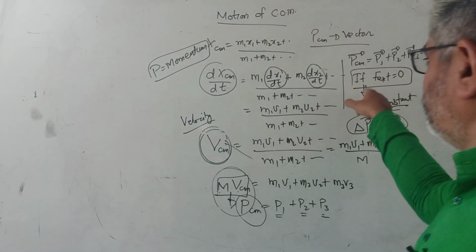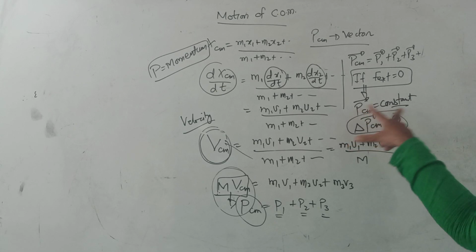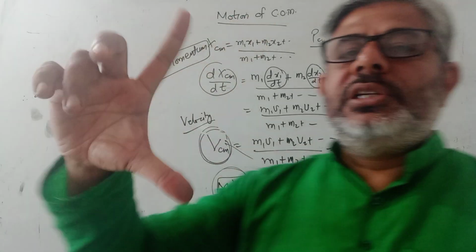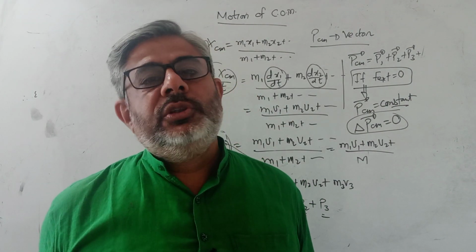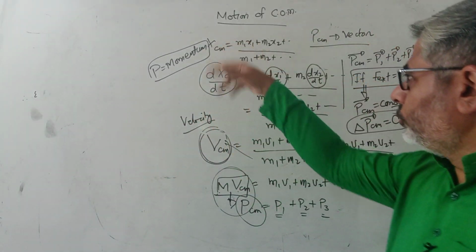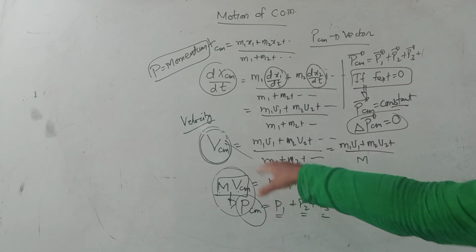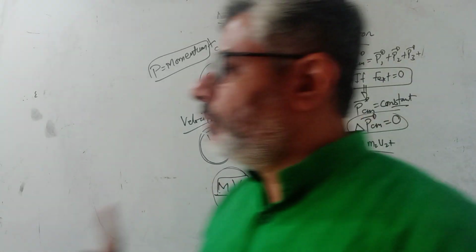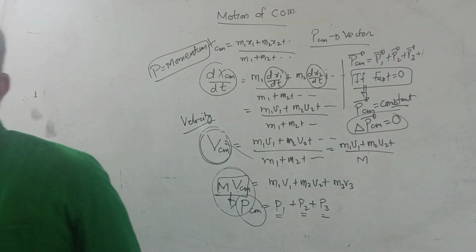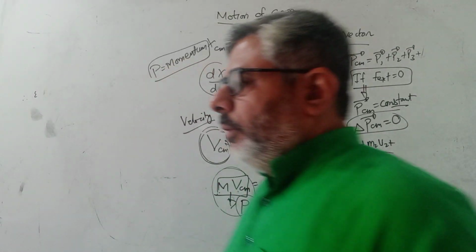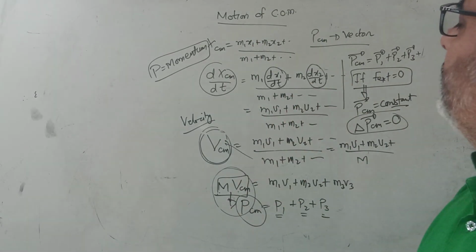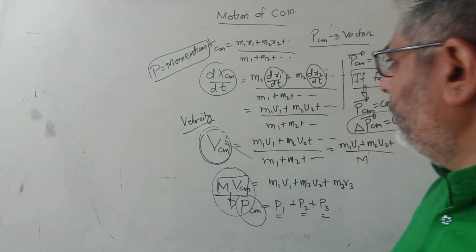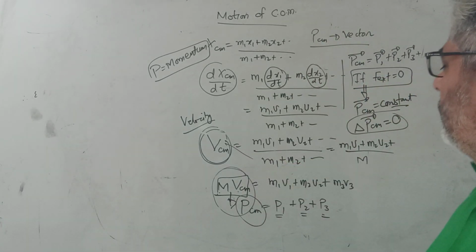So what this says is, if the external force is 0, then the momentum of the center of mass is constant. That is, if it was 0 initially, it will continue to be 0. So this motion of the center of mass is very important compared to the motion of individual particles that we consider. Just remember this. So this is the first thing. Now if a calculation is required for the velocity of the center of mass, we can do it using this simple formula.